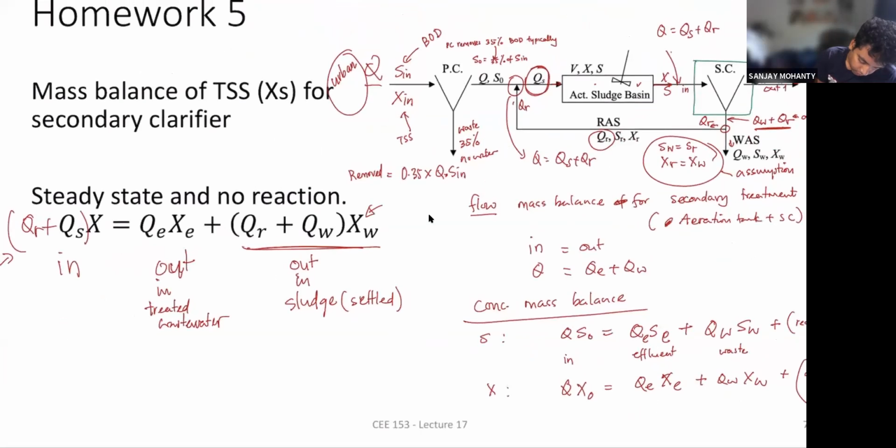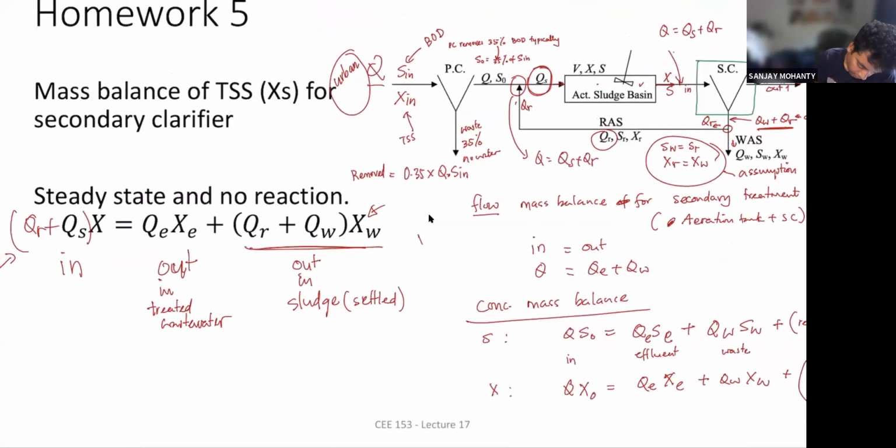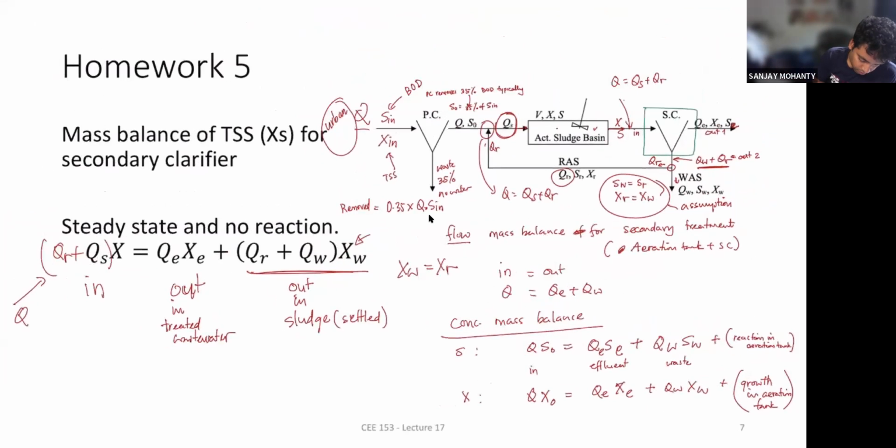And the concentration is this, because you are assuming XW is same as XR. That's the assumption, because there is no reaction going on. It's just the pipe is getting to a different place. So this is one mass balance for the secondary clarifier.